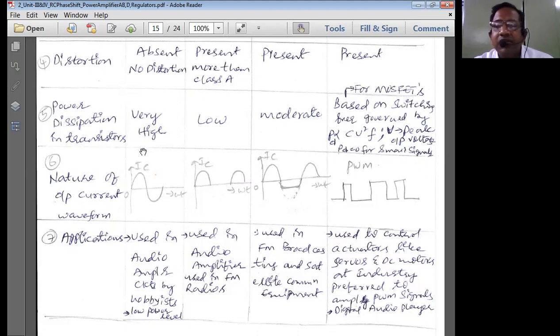Since the firing angle is 180 degrees, the dissipation is definitely going to be very high in the case of the class A type of power amplifier. Coming to class B, the power dissipation is going to be low. Why is it low? Because the amplifier or transistor circuit is going to be in the on condition for only 180 degrees of the input phase.